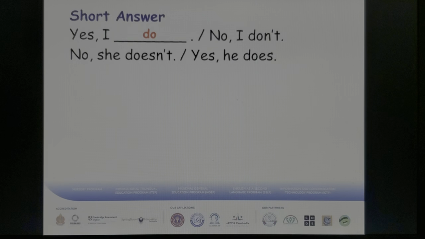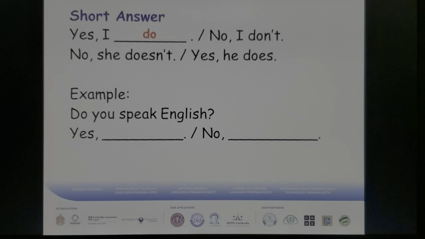The question with do, answer with do. Yes, I do, or no, I don't. The question with does, you answer with does. Okay. Once again, the question, does your mom cook? Your mom is she, right? Does your mom cook? Yes, she does. Or no, she doesn't, right? Easy. Okay, easy.